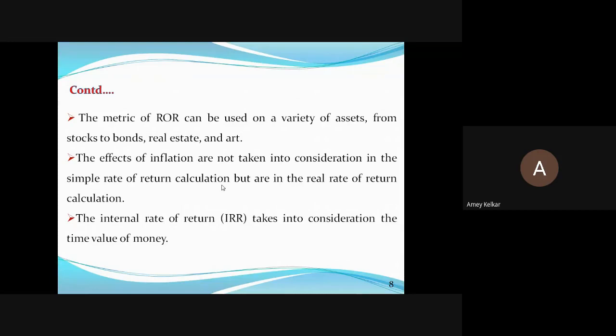The effects of inflation are not taken into consideration in the simple rate of return calculation, but are considered in real rate of returns. So here you have two types. One is simple ROR, where you don't worry about the market, you don't worry about the inflation rate, you don't worry about anything. But if you go with the real rate of return calculation, it takes into consideration the market inflation.